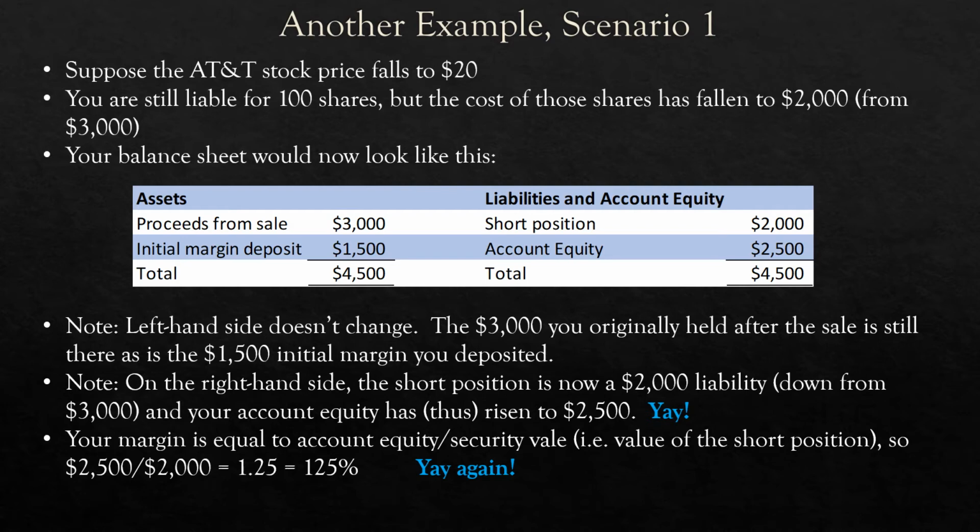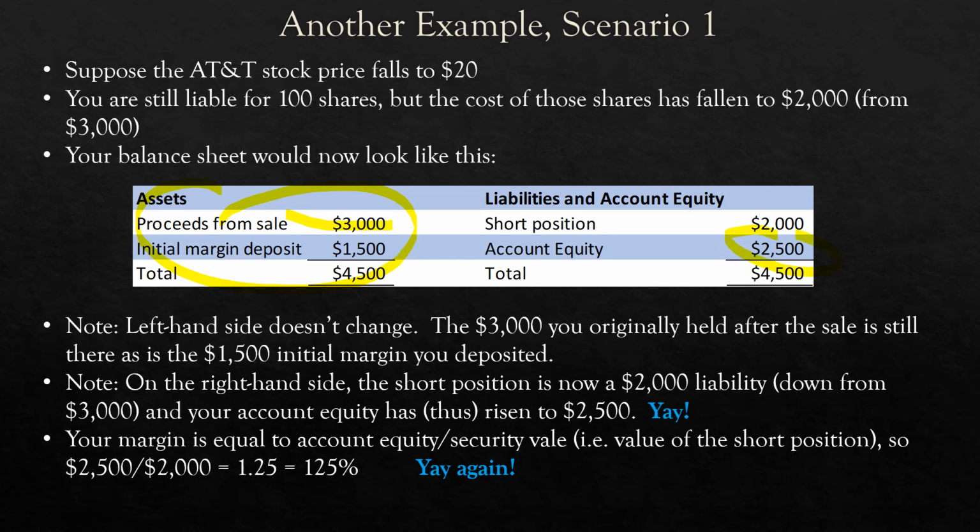Note, the left-hand side of the balance sheet doesn't change. It's not changing at all from the previous example. The $3,000 you held after the sale is still there, as is the $1,500 initial margin you deposited. On the right-hand side, the short position is now a $2,000 liability because of the decline in stock. This is down from the $3,000 that you initially sold the stock for. And your account equity has thus risen to $2,500.